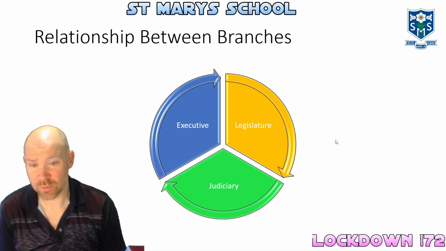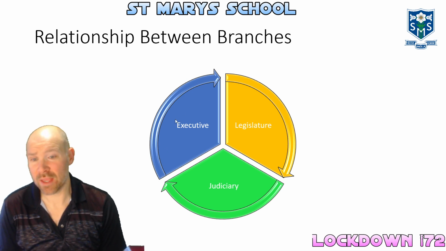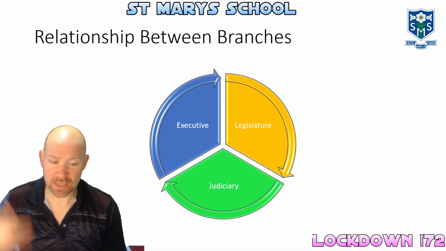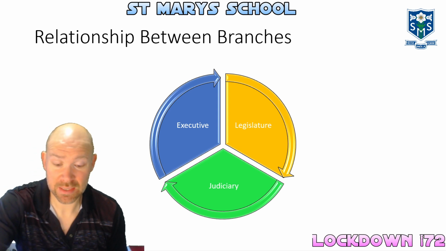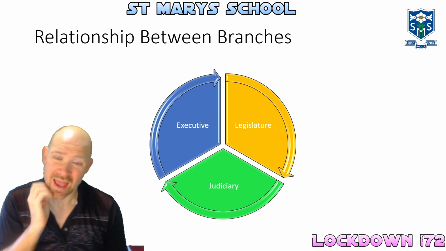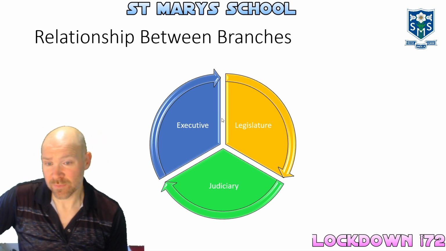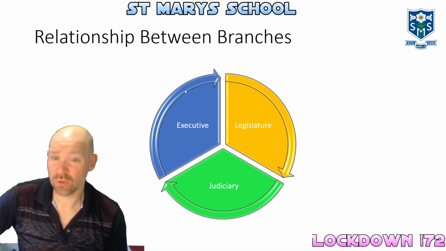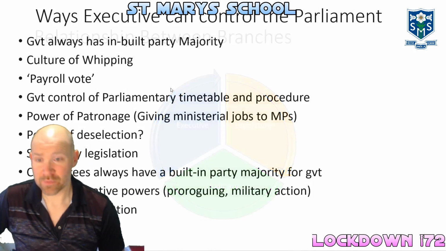And if this relationship was to ever completely break down, then you might well have what we call a constitutional crisis, which is what many people thought was happening under the Theresa May government. However, that is debatable, and we can discuss that in class. So this video is looking at how the executive attempts to control or influence the legislature.